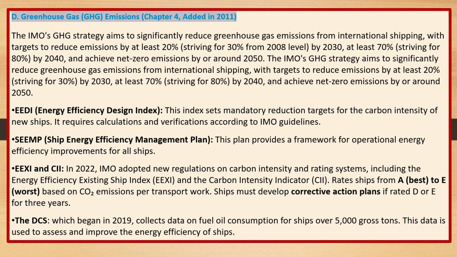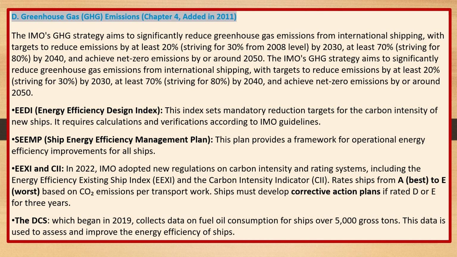D. Greenhouse gas (GHG) emissions, Chapter 4, added in 2011. The IMO's GHG strategy aims to significantly reduce greenhouse gas emissions from international shipping, with targets to reduce emissions by at least 20% from 2008 levels by 2030, at least 70% by 2040, and achieve net zero emissions by or around 2050. Energy Efficiency Design Index. This index sets mandatory reduction targets for the carbon intensity of new ships. It requires calculations and verifications according to IMO guidelines.